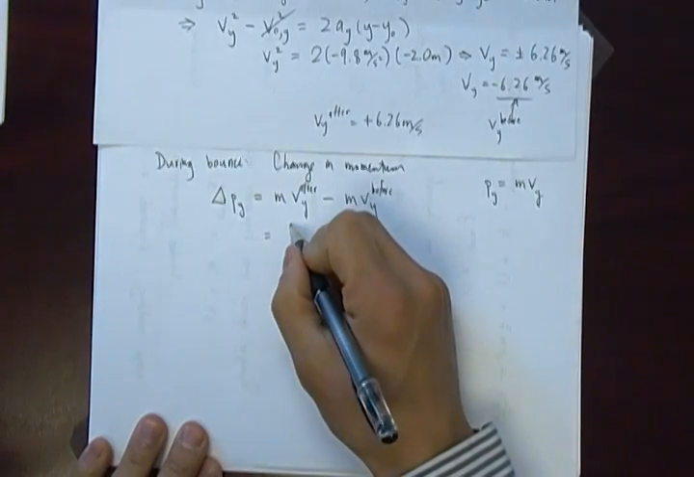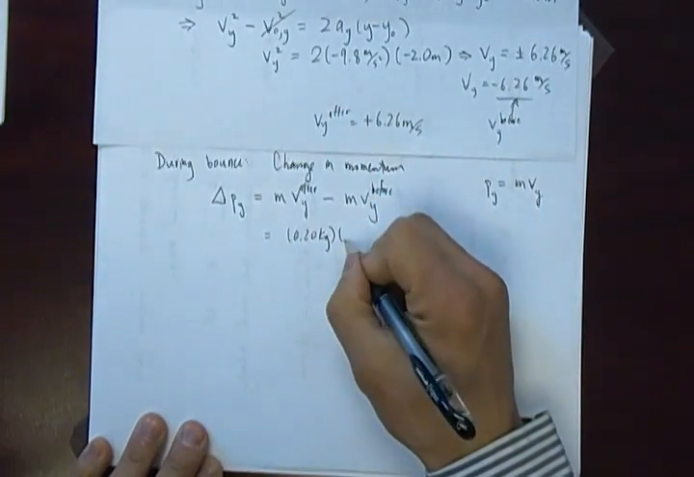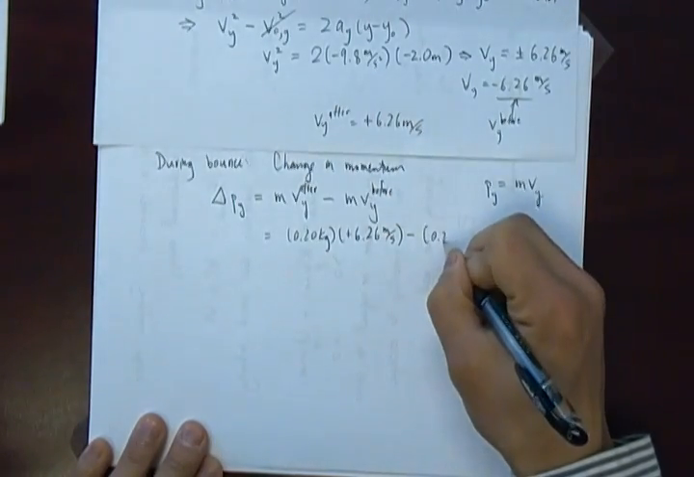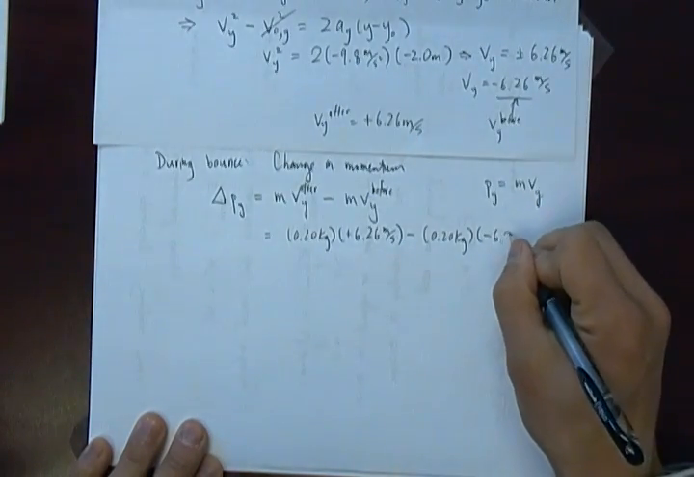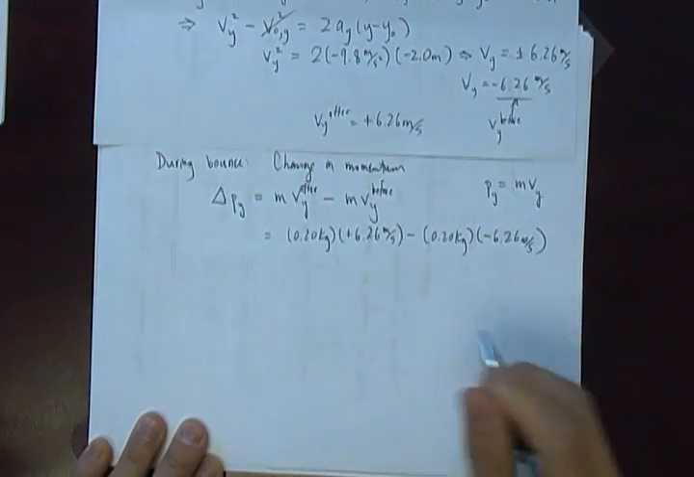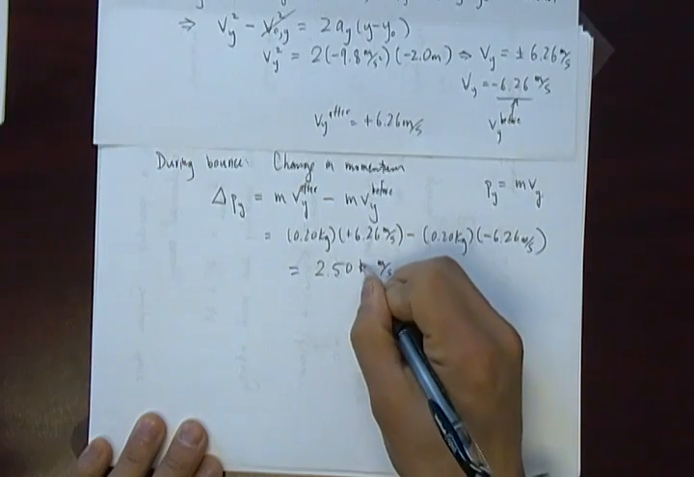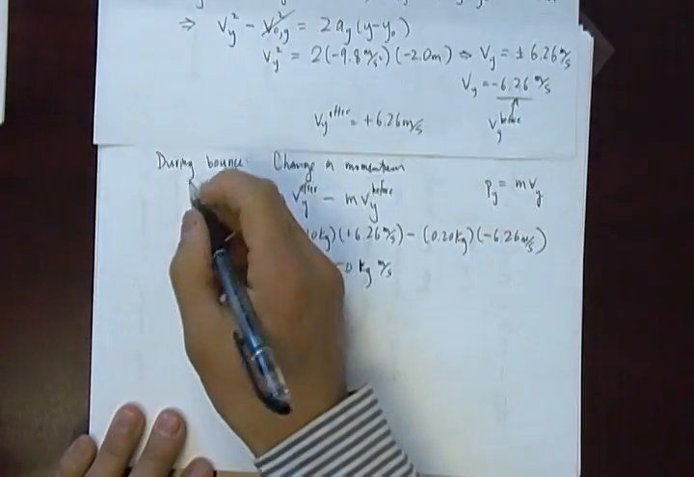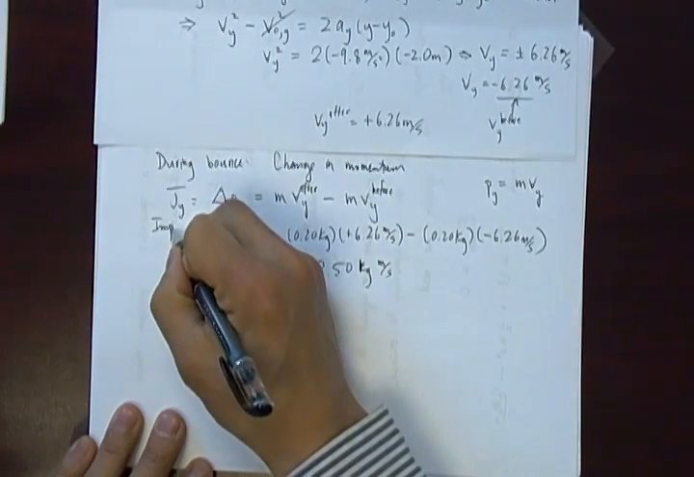Alright, but the mass we're told is 0.2 kilograms. The final velocity, after the bounce, is positive 6.26 meters per second. Before the bounce, we have negative 6.26 meters per second. Okay, so that gives us about 2.5 kilogram meters per second. And that's also, by the way, what's called the impulse in the y direction. If you want the fancy word for that, it's the impulse in the y direction.